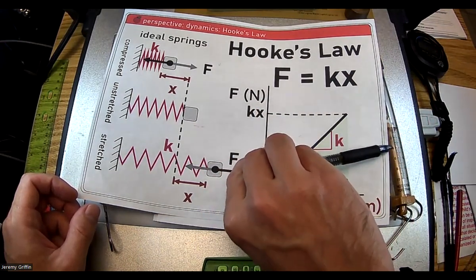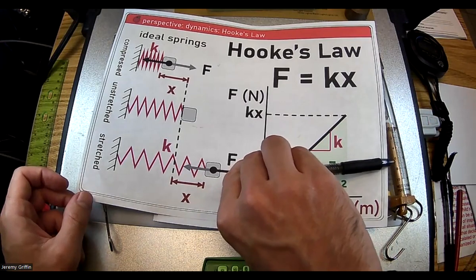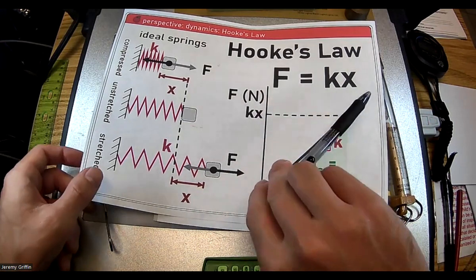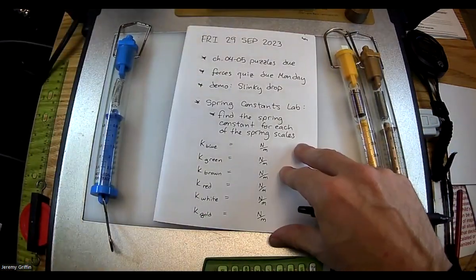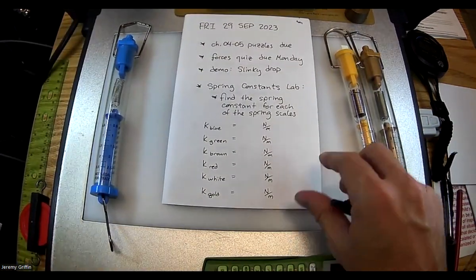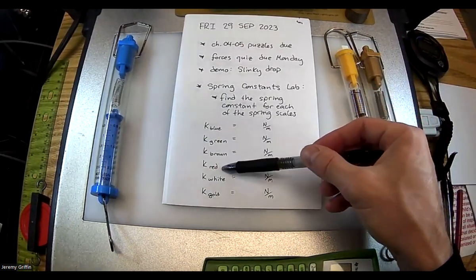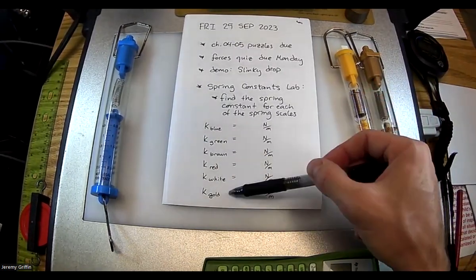So maybe not very stiff could be like this. This could be like a slinky. This could be like a concrete block, right? And then these spring scales are somewhere in the middle. There are 6 different spring scales, and they should be on your desk. You guys see 6 different color spring scales? I have them ordered here. Blue, green, brown, red, white, gold. That goes from the least stiff to the most stiff.